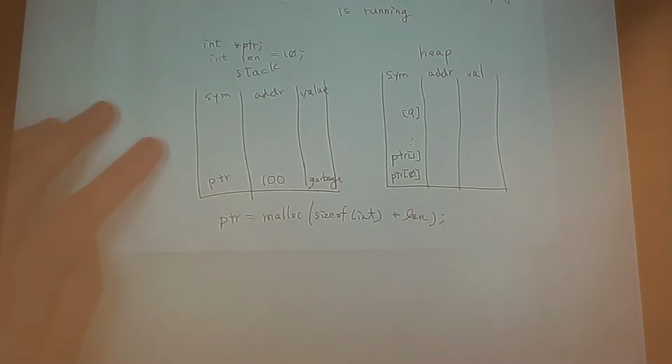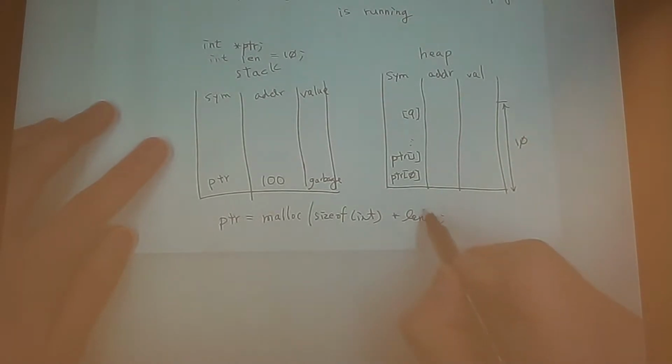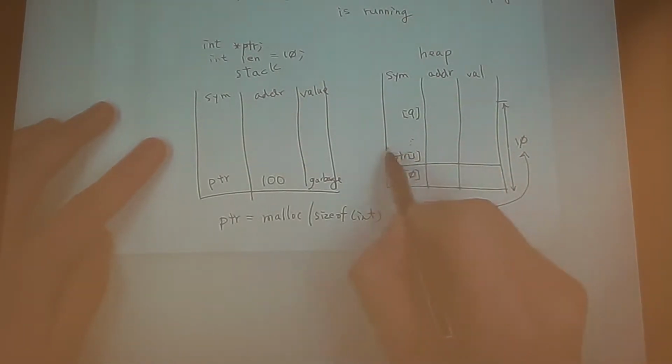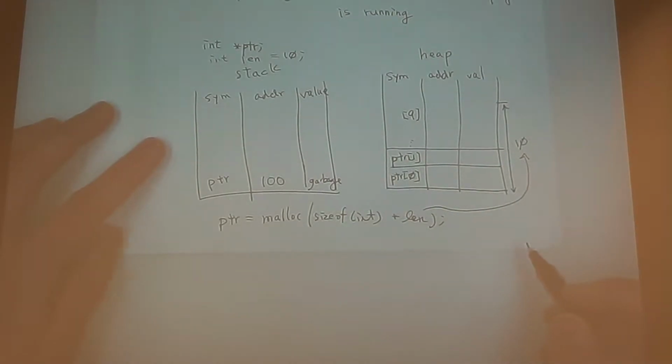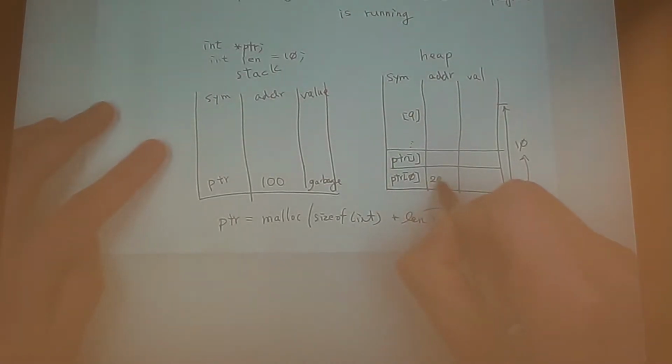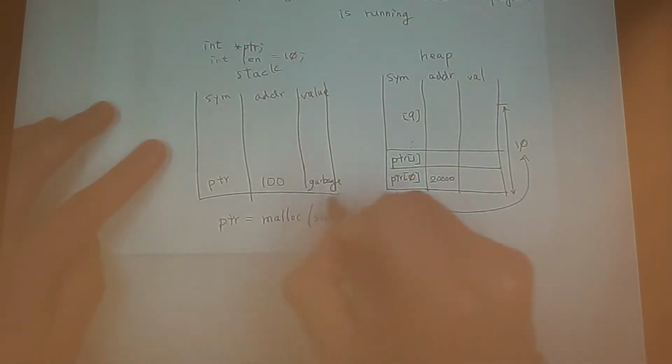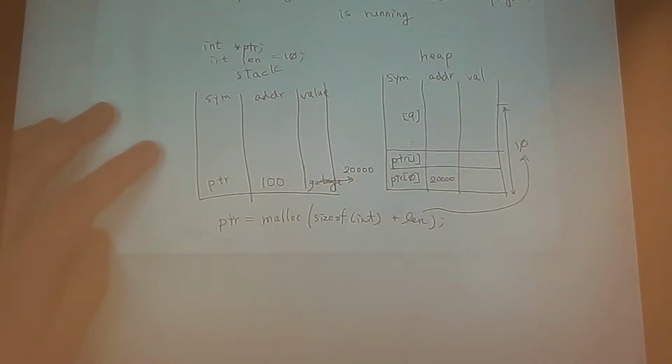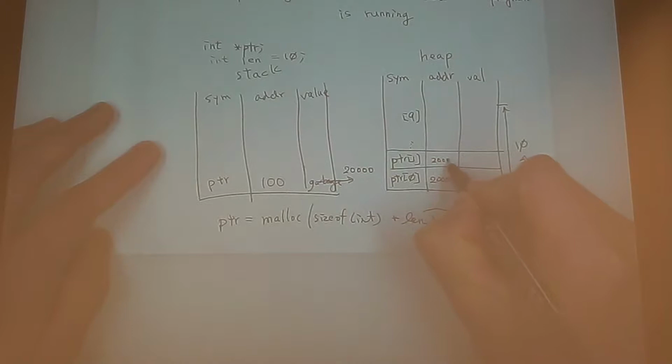Remember, array index starts from 0. There will be enough space for 10 elements because you say you want 10. And the address is given to you by the function malloc. That's a built-in function in C. Let me say the address is 2000. So this will become 2000, and this will become 2001.